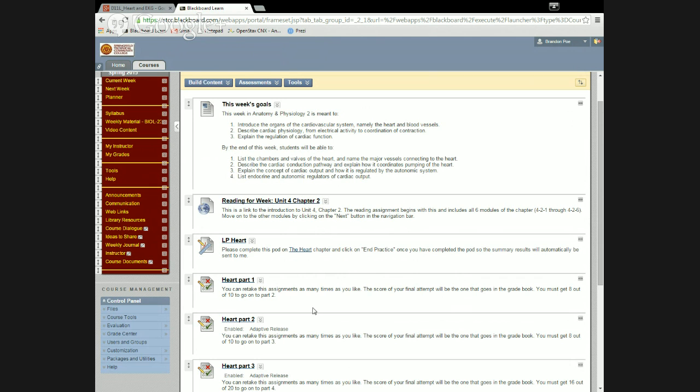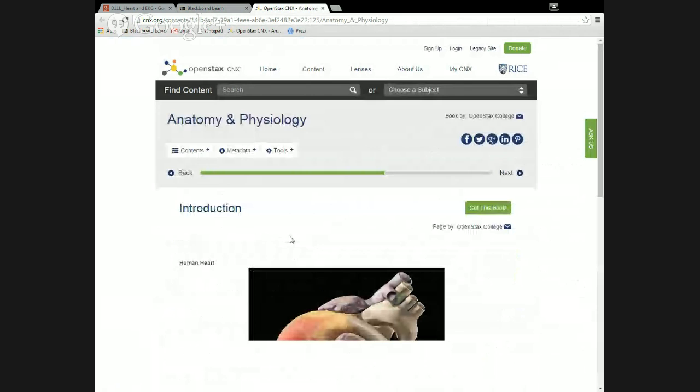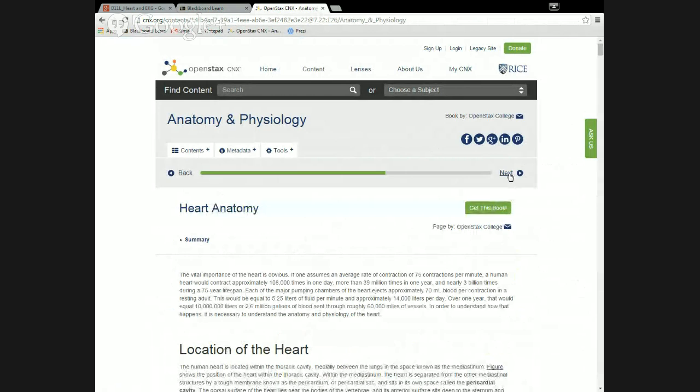Let's see here. I want to go to the chapter real quick. I want to pull up a couple of pictures from the chapter just to get us kind of oriented to things. And I'm going to switch to showing you stuff on the model. Too far. Here's this one.